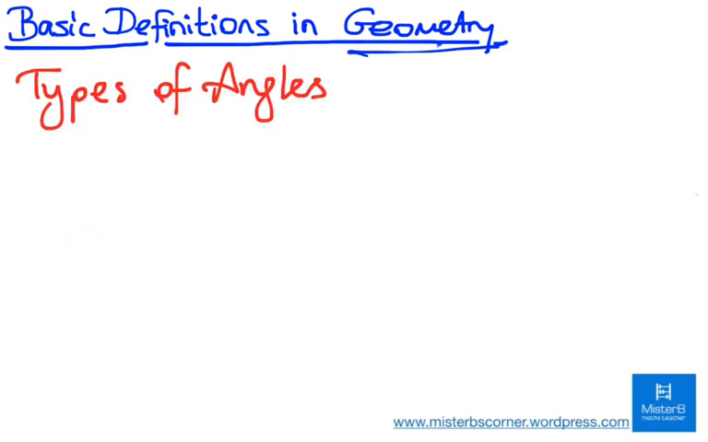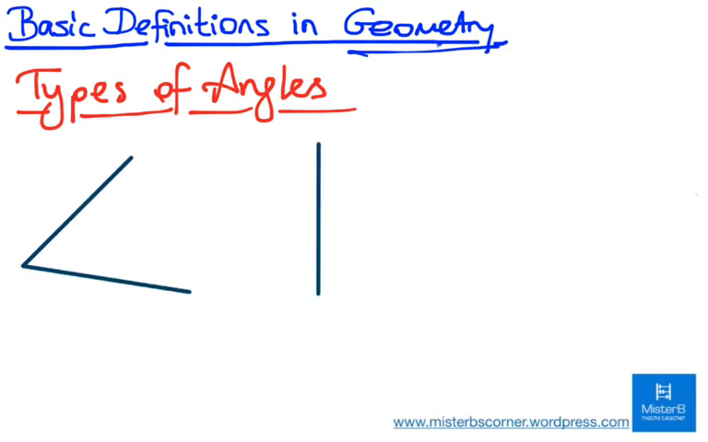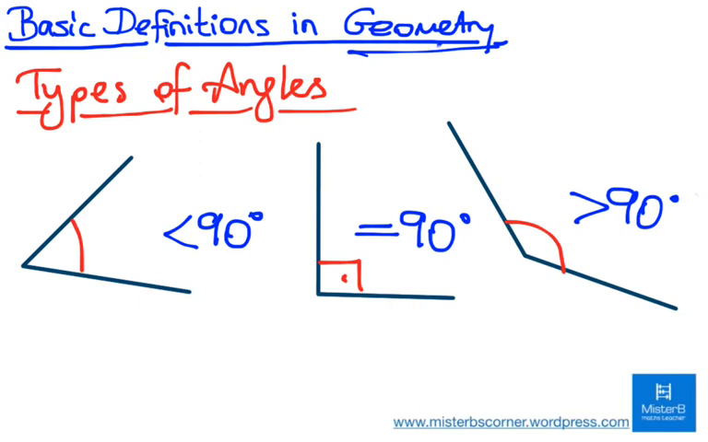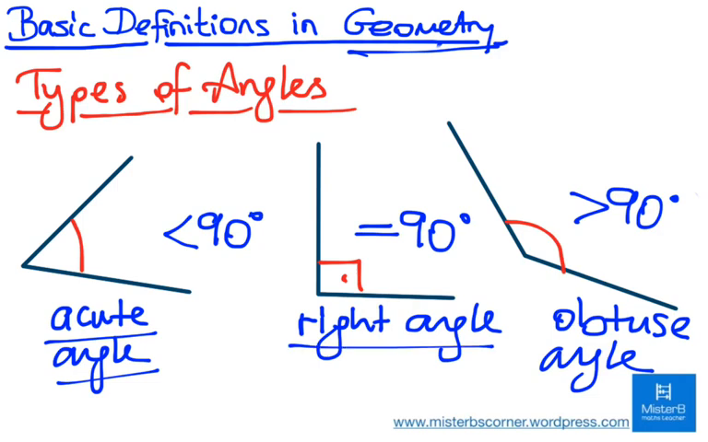Now we have some names for those special angles. You may have an acute angle, you may have a right angle, and then we have an obtuse angle. This is about the angle measure being less or bigger than 90 degrees. Here, this angle measure is less than 90 degrees, this is equal to 90 degrees, and this is bigger than 90 degrees. So these are those types of angles related to the 90-degree angle: acute angle, right angle, and obtuse angle.